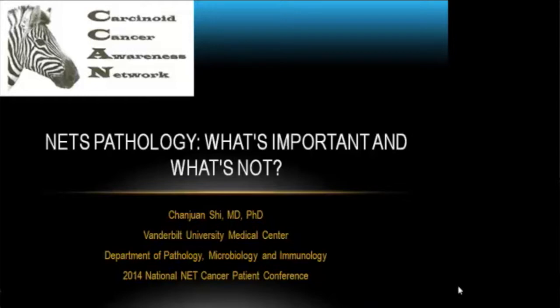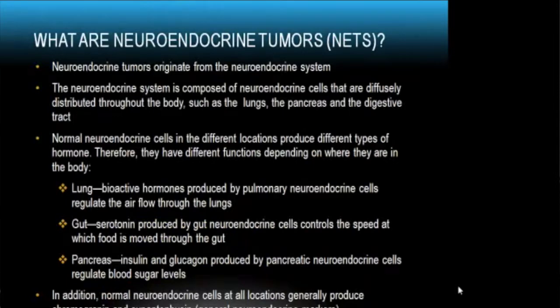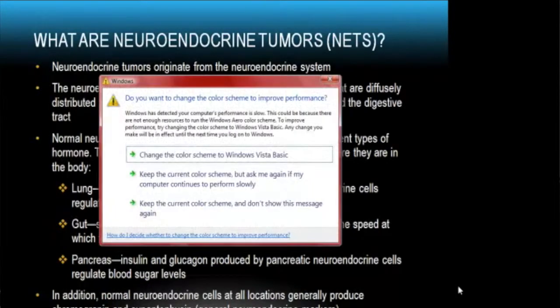Can everybody hear? Great. All right. Good morning, everyone. My name is Chanjuan Shi. I am a pathologist at Vanderbilt Medical Center in Nashville. So, as you know, I'm going to talk about pathology of neuroendocrine tumor. So, I will start with what. I don't know what's going on.